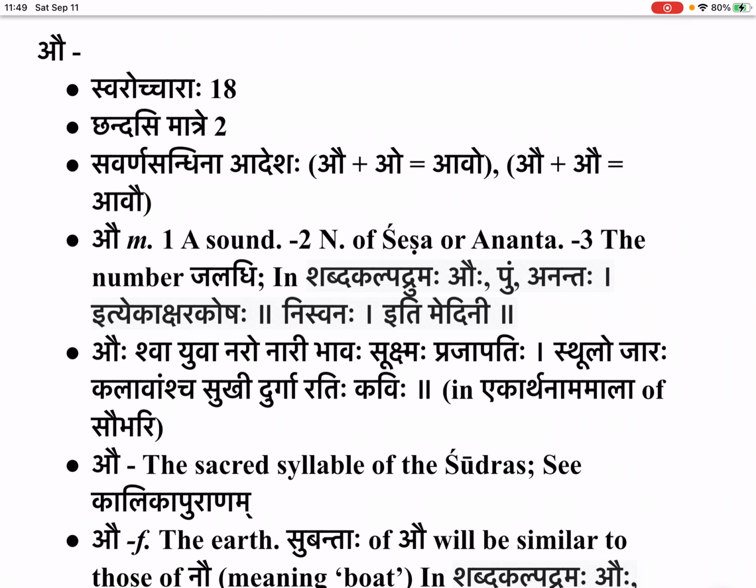Au, a masculine noun, sound. Name of Shesha or Ananta and the number Jaladhi. In Shabdakalpadrumah, Auhu Pullingam Anantah iti Ekakshara Kosha. Nisvanah iti Medini. Auhu Shvayuvanaro Nari Bhavas Sukshma Prajapatih Sthulo Jarak Kalavanshcha Sukhi Durgaratih Kavih, in Ekarthanamamala of Saubhari. Au, the sacred syllable of the Shudras, see Kalika Puranam.